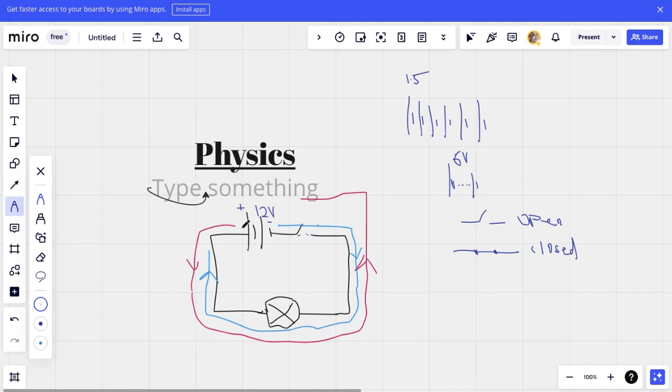But conventional current flows from the positive towards the negative. So take note, this one's always been asked in Cambridge IGCSE. Okay? So we move on.